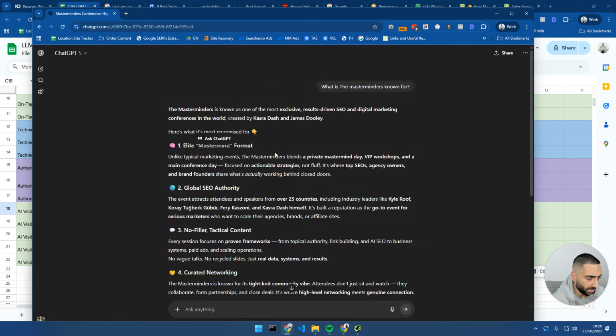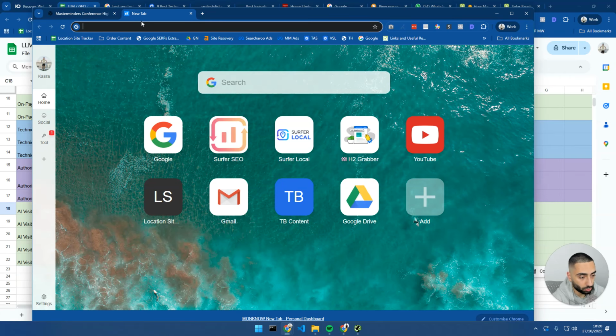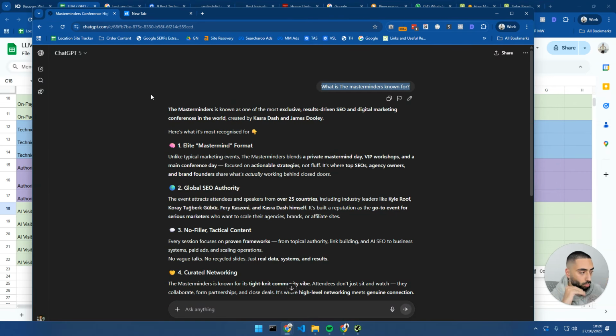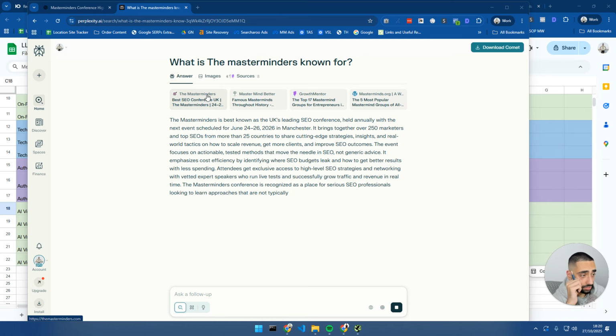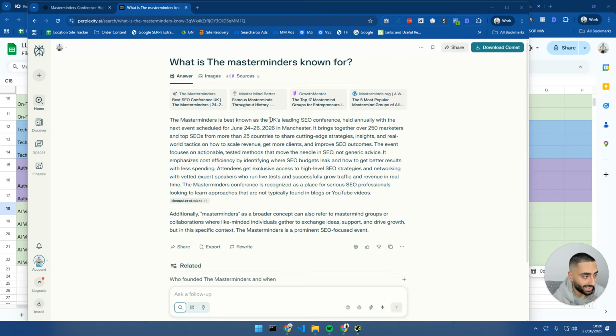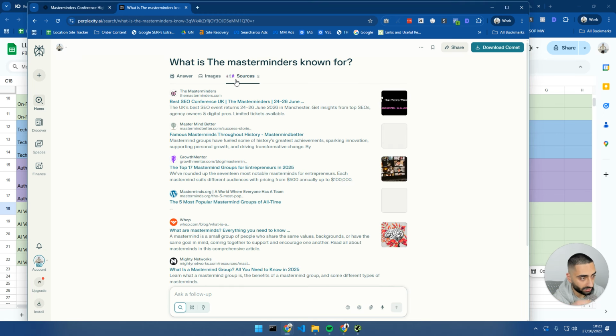Now, one thing that I would actually recommend you guys do is try this on multiple LLMs, because you would be surprised at how much one differs from another. So again, we will take a look here. Masterminders is known as the UK's leading SEO conference, held annually, with the next event scheduled for the 24th to the 26th of 2026. It brings together over 250 marketers and top SEOs from more than 25 countries. That's perfect. It is actually citing a lot of our trusted links as well. If we take a look at the sources, we've obviously got a lot of actual brand mentions here as well.